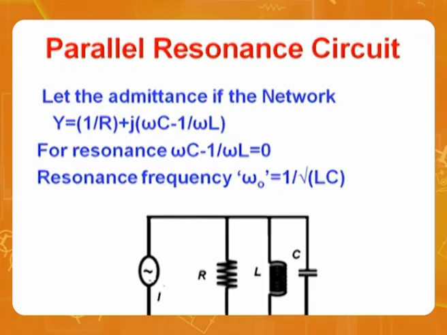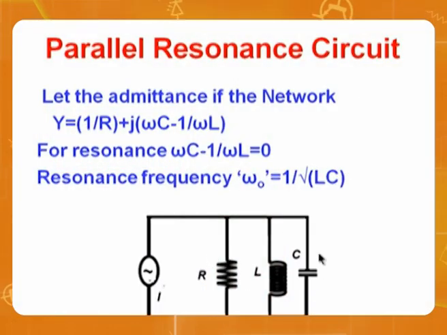Then parallel resonance. The parallel resonance circuit has, let the admittance of the network be this. By the way, why should we go for admittance? We go for admittance for one reason, because they are all in parallel. When things are in parallel, we should always go in admittance. It is easy to add, because in series impedance is added, in parallel what is added? Admittance is added.